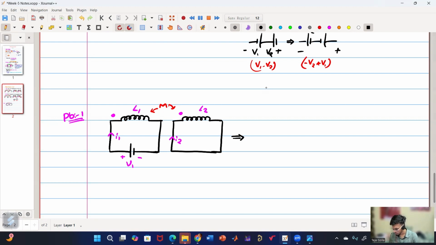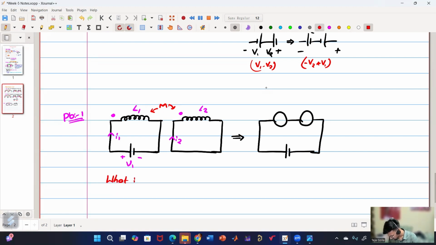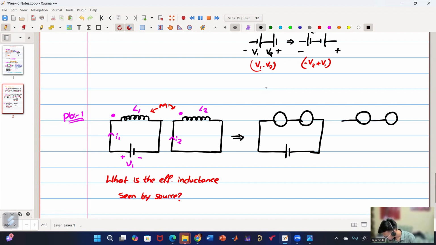So for case 1, first let me make two voltage sources here. Basically the question is, what is the effective inductance seen by the source? Okay, so here also we have two voltage sources.